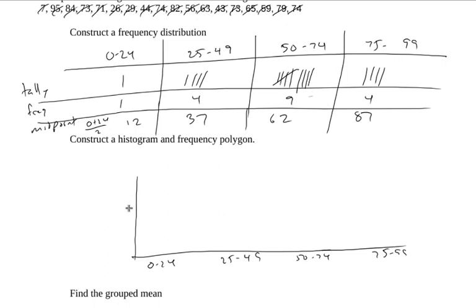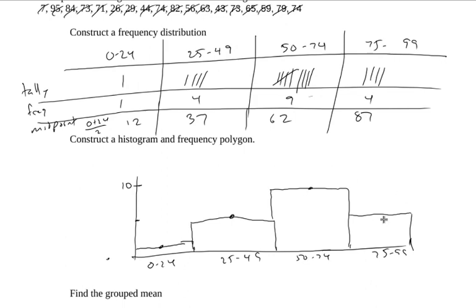Alright, it looks like our most frequent one is 9, so let's call that 10 up here. Let's split this up just so I can make my bars somewhat nice. We should have a height of 1 here, height of 4, height of 9, and a height of 4. So there's my histogram.